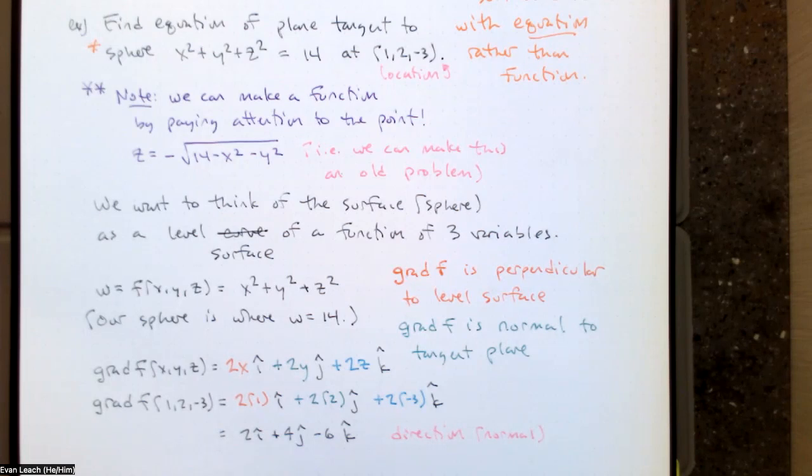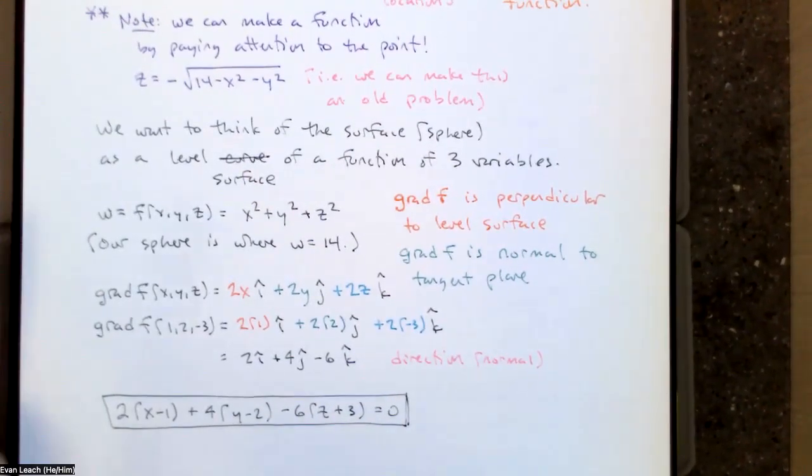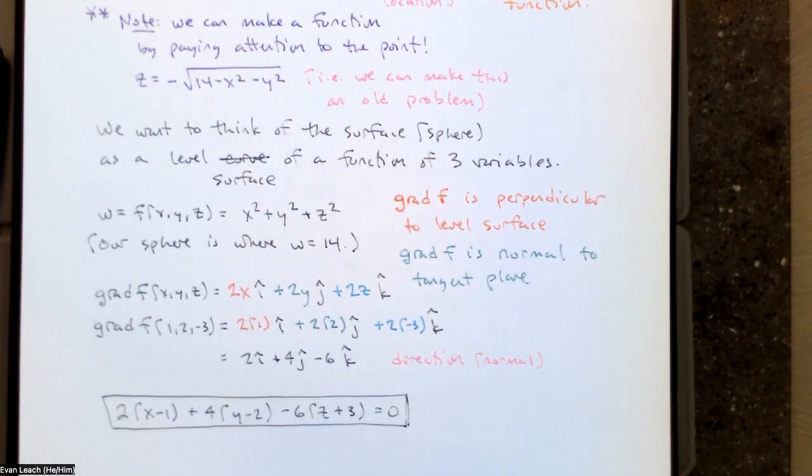So I'm going to take 2 times x minus 1 plus 4 times y minus 2 minus 6 times z minus a -3 is 0. Oops. I didn't mean for it to be like a hidden and then a reveal. I didn't scroll enough.